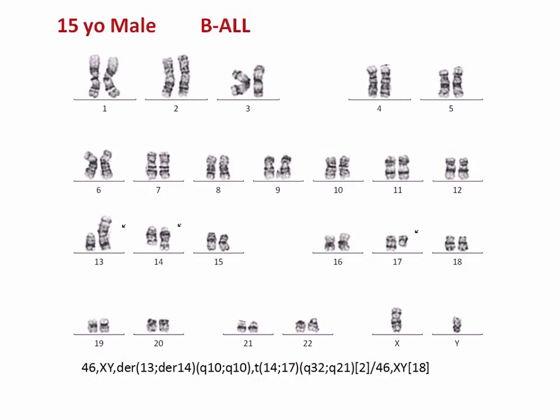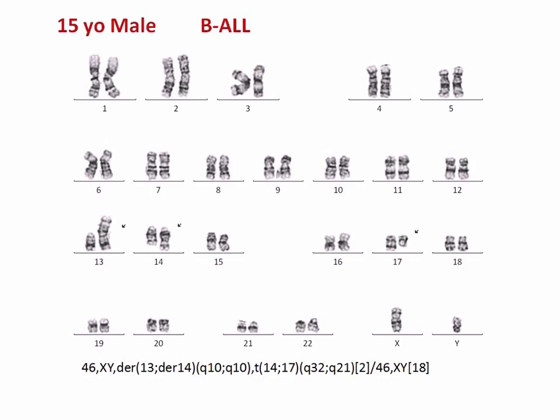So we had two copies of a derivative 14 and wondered if perhaps there was an IGH rearrangement because of the breakpoint on that derivative 14. And also wondered if perhaps it was translocating with 17, because 17 is obviously missing something on bottom. So we did IGH FISH break apart, and it was positive for an IGH rearrangement, but there's no known partner at that point on 17q that we could see in the atlas for an IGH rearrangement.